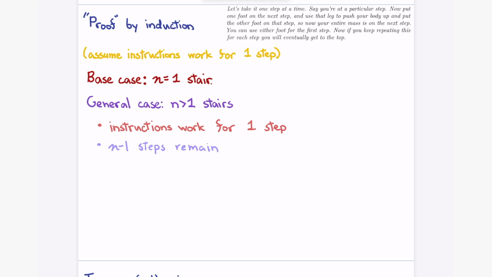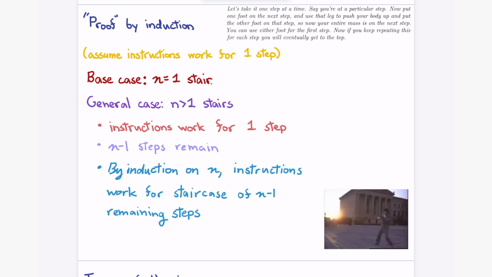And the key point is that after you take one step, n minus one steps are left. Okay, say I feel very good, and I'm willing to labor and argue in detail about this one step, at which point there's n minus one steps left, right? And the magic bullet is here you say, by induction on n, I'm going to assume the instructions work for any staircase of n minus one remaining steps. All right, this is what induction lets you do.